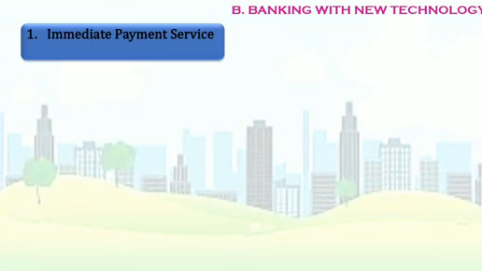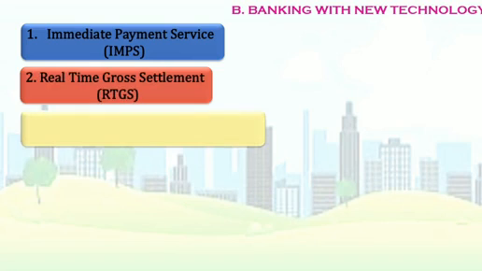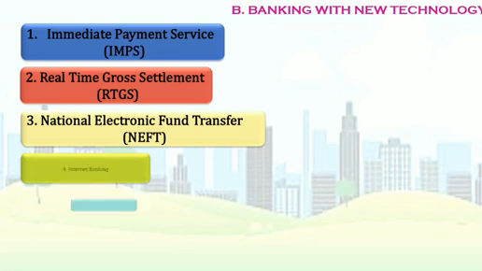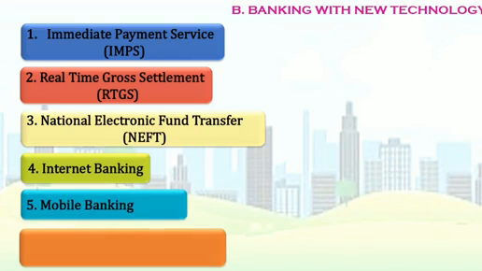Firstly, the immediate payment service, also known as IMPS. Secondly, the real-time gross settlement, that is RTGS. Third, National Electronic Fund Transfer, NEFT. Fourth, Internet Banking. Fifth, Mobile Banking. And lastly, Automated Teller Machine, popularly called ATM.